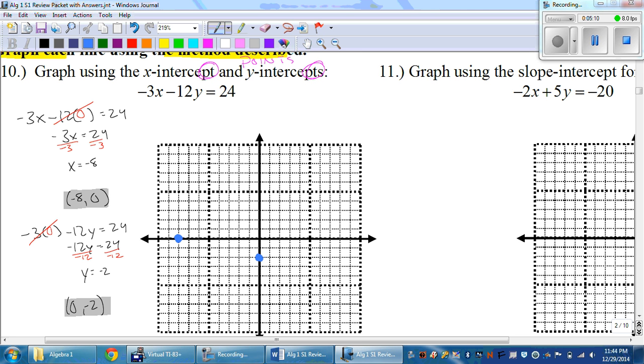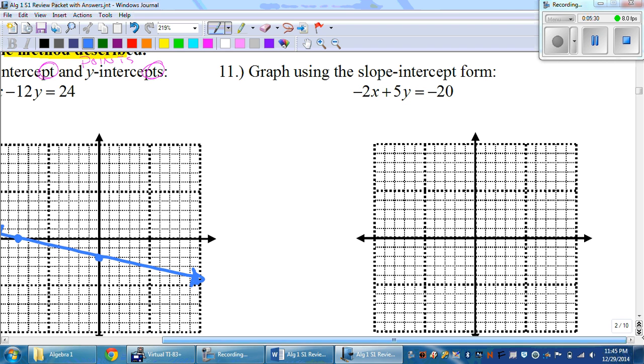So I'm using my ruler right now to line everything up and to draw my line. And we know that every line has to have arrows. Okay, let's move on to the next one.